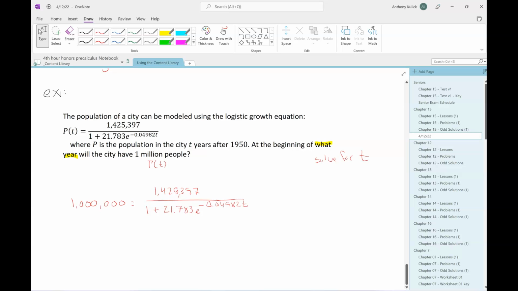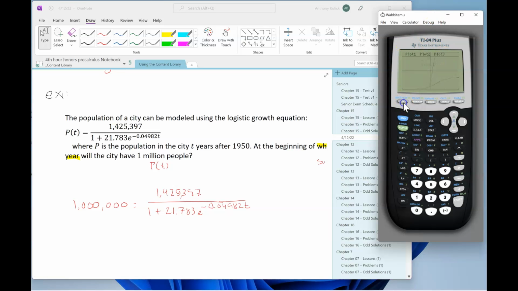Does that all look okay to you guys? Again, to solve one of these things, what do you think I'm going to do? Graph it on my calculator and find the intersection. So 1 million, 1, 2, 3, 4, 5, 6 zeros. 1, 4, 2, 5, 3, 9, 7. 1 plus 2, 1.783 e to the negative 0.04982x. Okay.